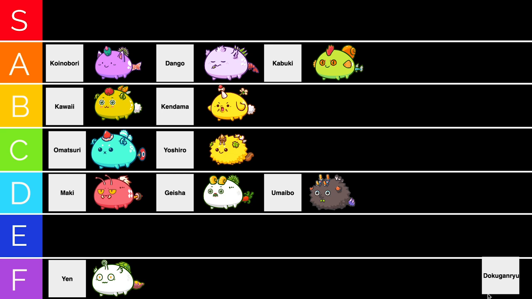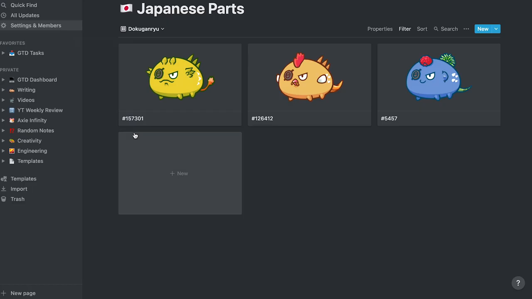Alright, next part is Dokuganryu. And that is Axie with an eye patch. B. And which one looks the meanest with the eye patch? The yellow one with the tail.